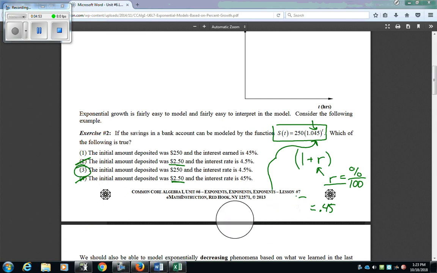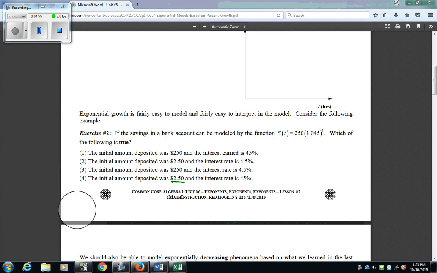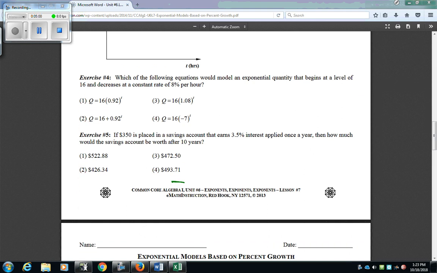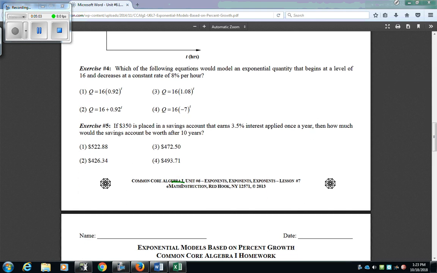Now let's look at another one of these multiple choice questions. If you go to the back bottom, we're skipping over exercise 3 and we're going to look at exercises 4 and 5. It says, which of the following equations would model an exponential quantity that begins at a level of 16 and decreases at a constant rate of 8%? So this one is an example of decay. With our formula, we have our, sometimes they call it principal or A value. With decay, it's 1 minus R, and then t would be our time that passed by.